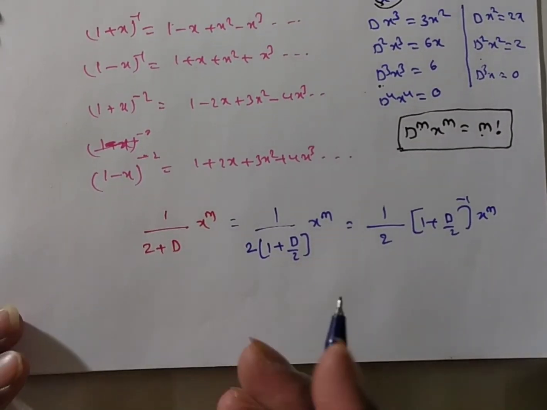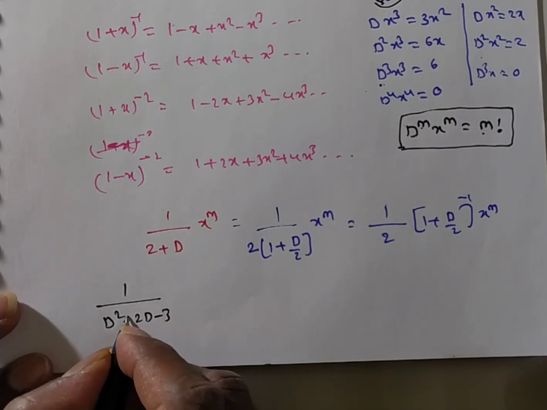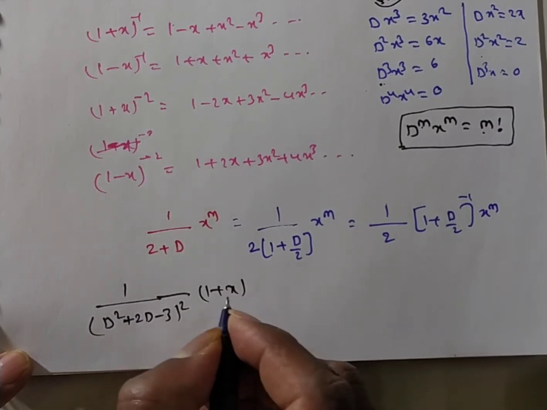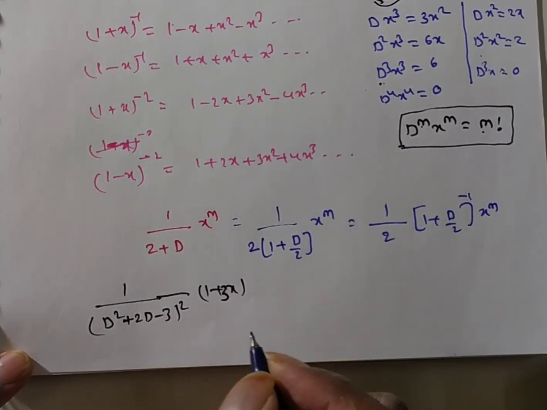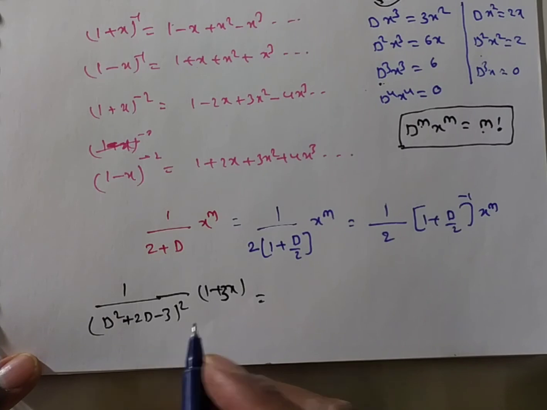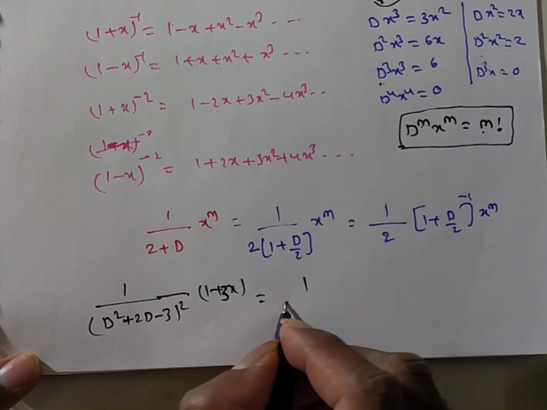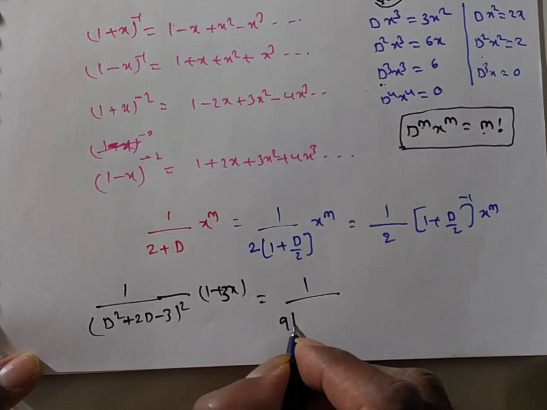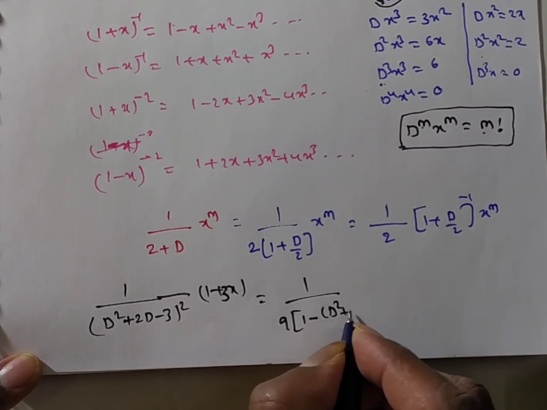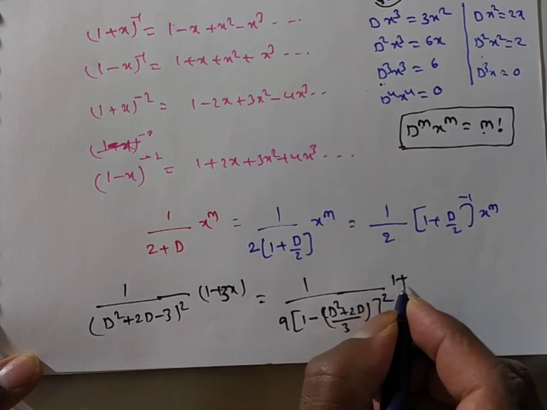For example, one more example, you see, suppose I have 1 by (D square plus 2D minus 3) whole square into (1 plus x). Let it be 1 plus 3x also, not an issue. If you take this one, now you have to do it in this method. How can you do it? Here, what is the lowest degree term? You have minus 3, so bring it outside. Then you will have (minus 3) whole square, which is nothing but 9. Then you see this one, 1. Here, if I divide by minus 3, then 1 by 9 into (1 minus (D square plus 2D) by 3) whole power minus 2 into (1 plus 3x).